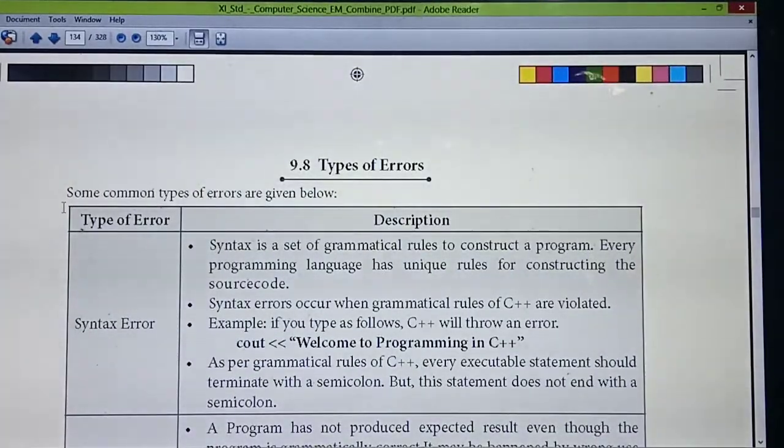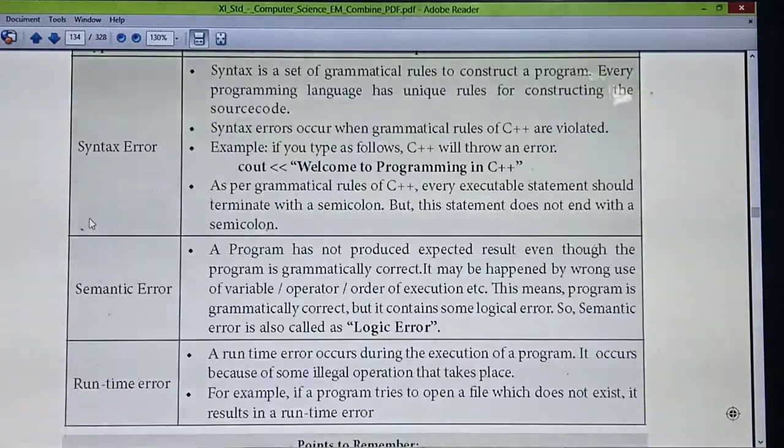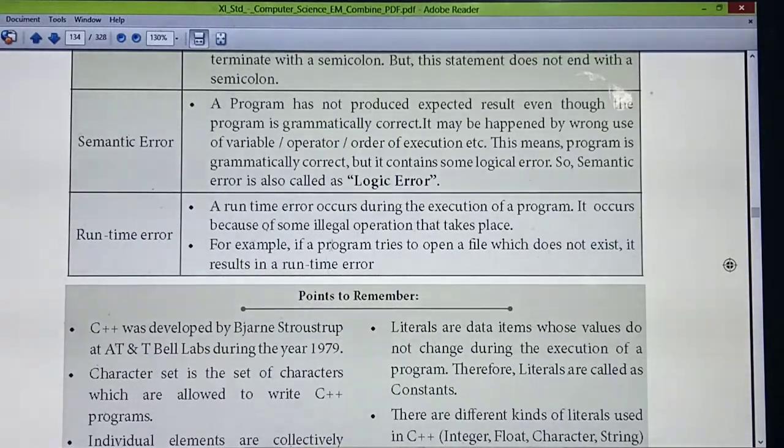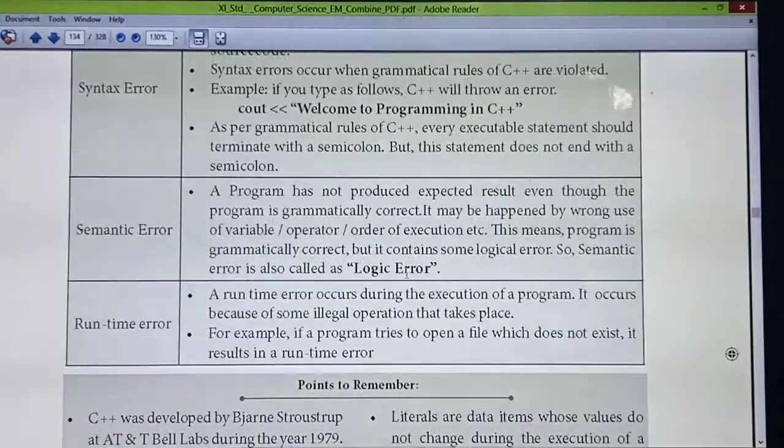Page number 128, this tabular column in full. Types of errors. From here till the last, runtime error. These three types of error, okay. Syntax error, starting from syntax errors till runtime error. Okay, up to that.